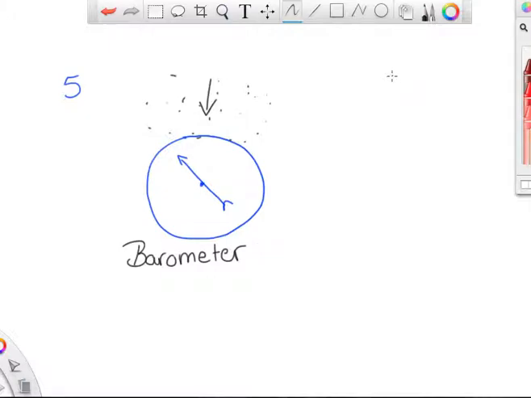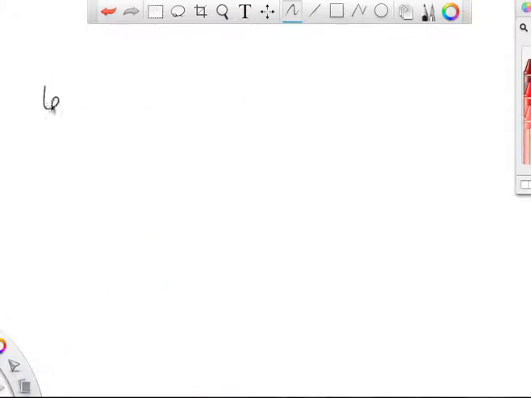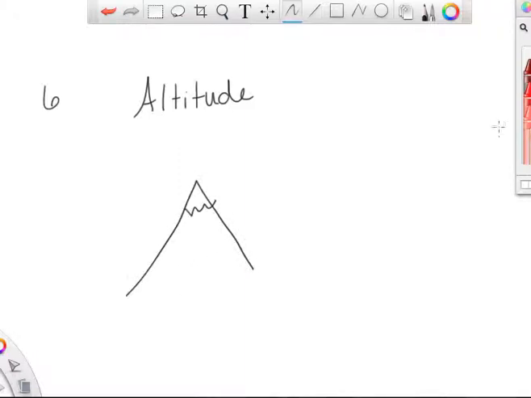Number six is altitude. And altitude is the elevation or the distance above sea level. Okay. And if this were my mountain, my altitude would be my distance, if this is sea level, it would measure my distance above sea level. The higher above sea level I went, the higher my altitude.